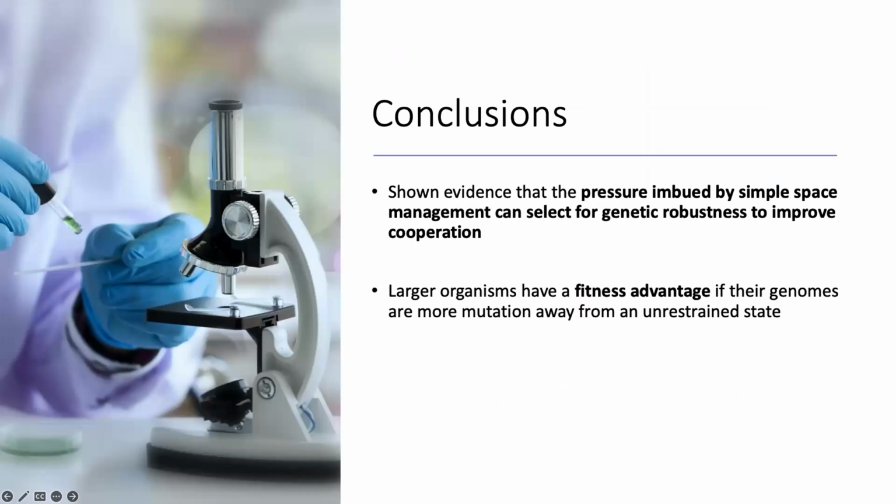In this study, we have shown evidence that the pressure imbued by simple space management can select for genetic robustness to improve cooperation. Larger organisms have a fitness advantage if their genomes are more mutations away from an unrestrained state. From an initial transition to multicellularity, before pressures associated with developmental patterns existed, these dynamics would therefore be sufficient to create a selective pressure for increased levels of restraint on cellular replication.